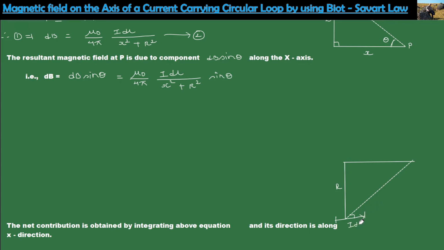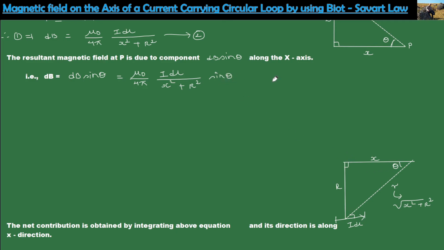This is your IDL vector, and this is your R vector, and this is your X vector, which means that this value of R over here will take the value of x square plus r square. This is the angle theta, and this is 90 degree.